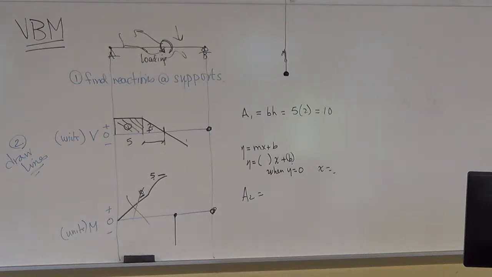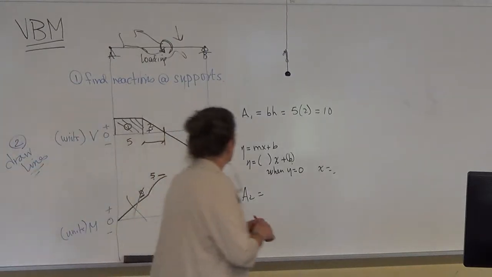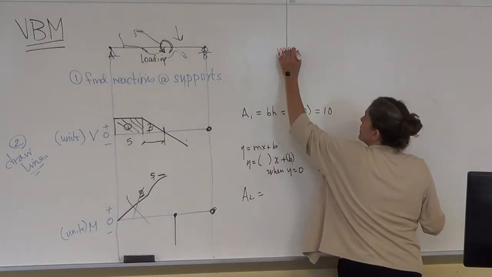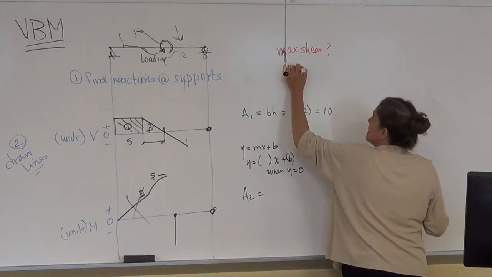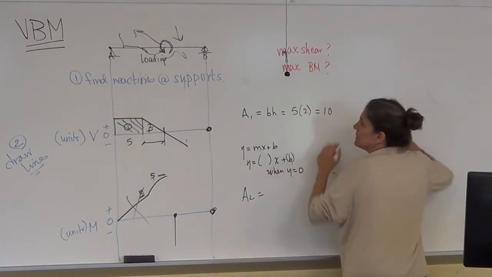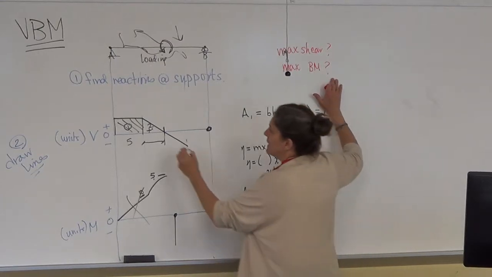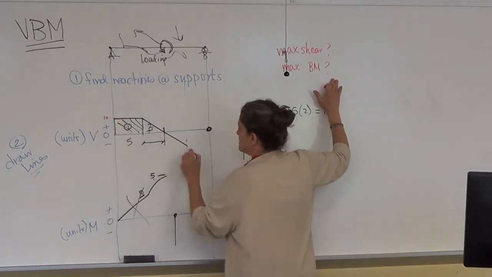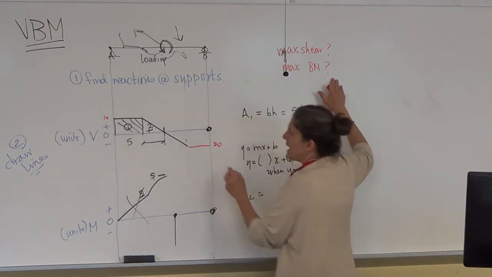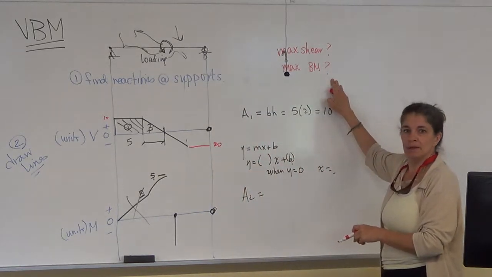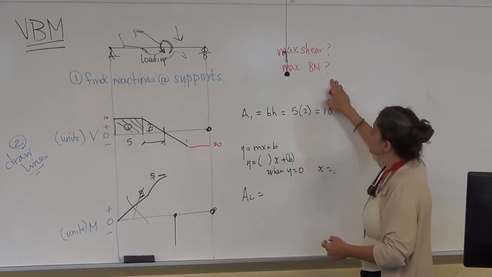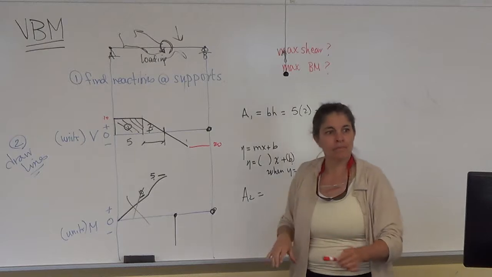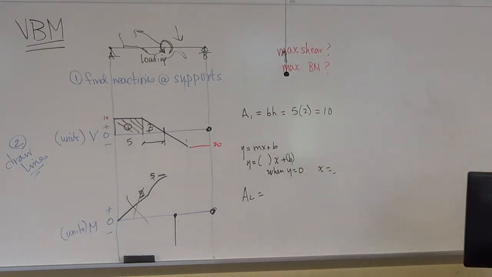Also, like at the end of all our shear and bending moment diagrams, a question I asked you is what is the maximum shear and what is the maximum bending moment? Right? And how do you find that? If this is up to 10 and it's down to 20, what's your maximum shear? 20. It's the maximum magnitude of the value. Good? Questions on shear and bending moment?